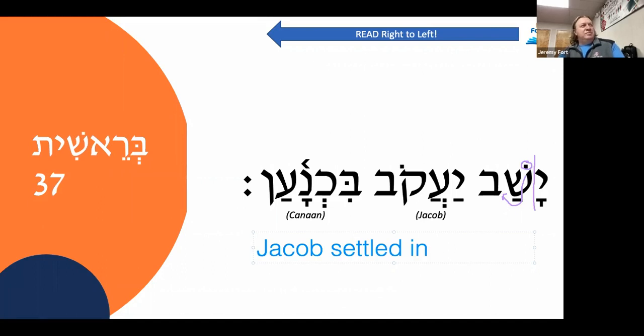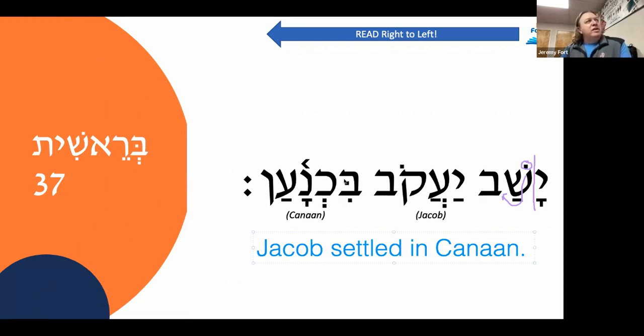It means in. What is in? So in this case, the bet is a preposition, meaning in, among, with. It's a very broad use. It's a preposition, and it's pronounced... because it has the dagesh in it, it would be be, or in this case, bik.